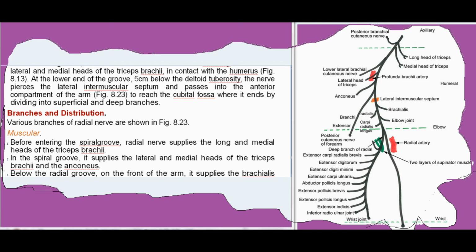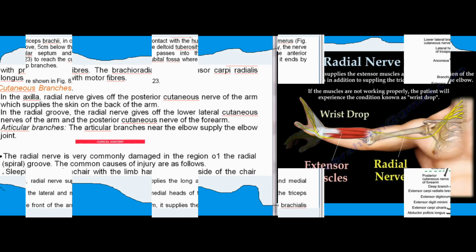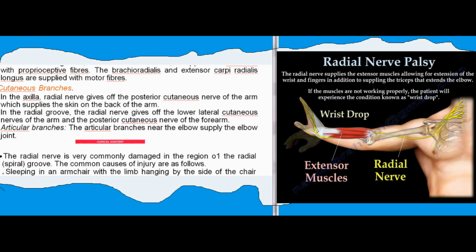Muscular. 1. Before entering the spiral groove, the radial nerve supplies the long and medial heads of the triceps brachii. 2. In the spiral groove, it supplies the lateral and medial heads of the triceps brachii and the anconeus. 3. Below the radial groove, on the front of the arm, it supplies the brachialis with proprioceptive fibers. The brachioradialis and extensor carpi radialis longus are supplied with motor fibers.